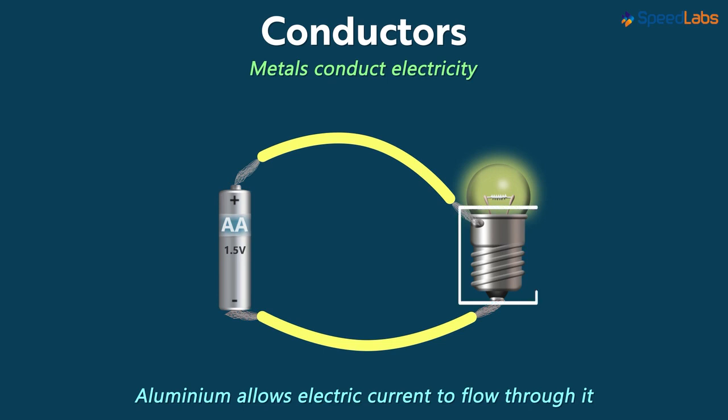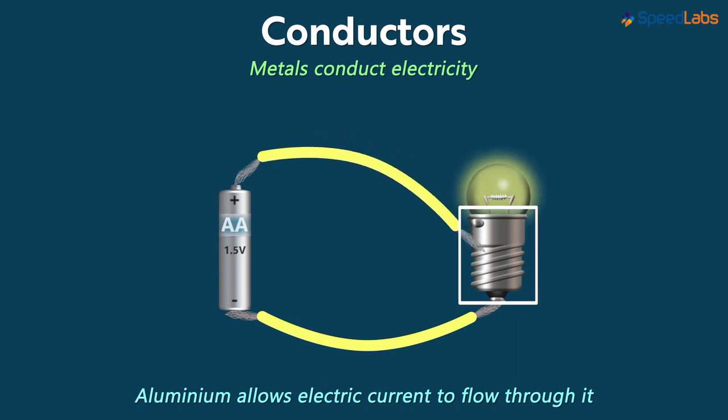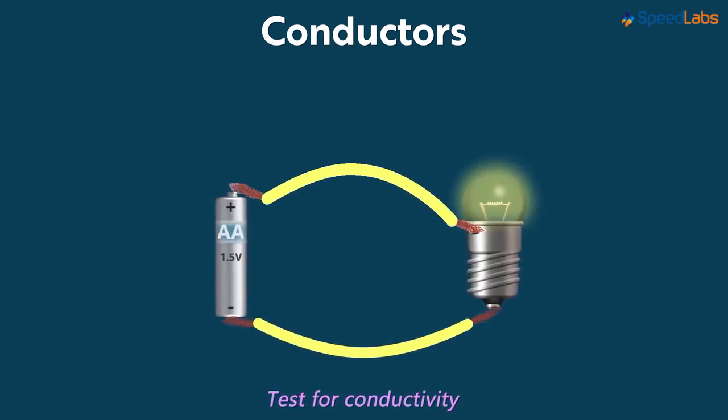In fact, this area of the bulb is itself made up of metal. Hence, if we connect the wire anywhere in this region, the bulb will still glow. It transfers the electricity to the terminal of the bulb and inside. We can actually test any object for conductivity. Break the circuit up from anywhere by cutting the copper wire.